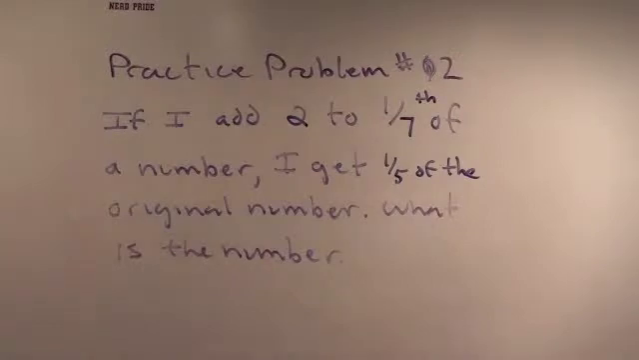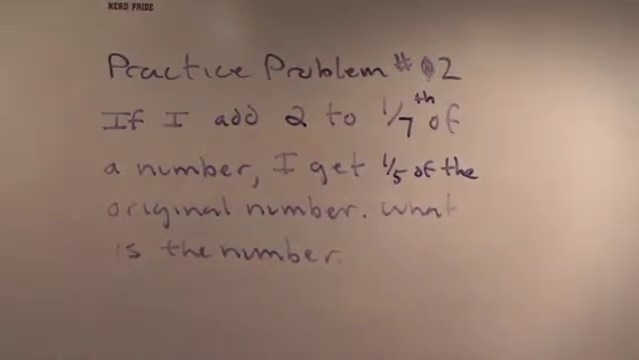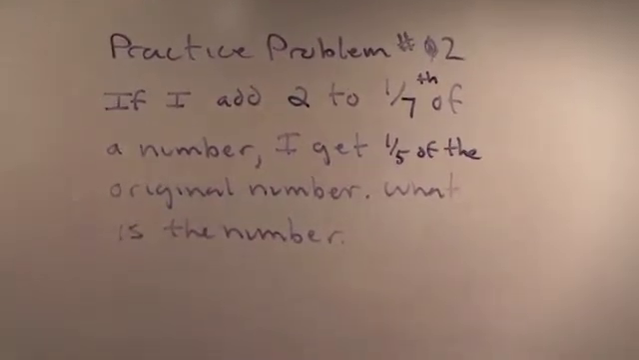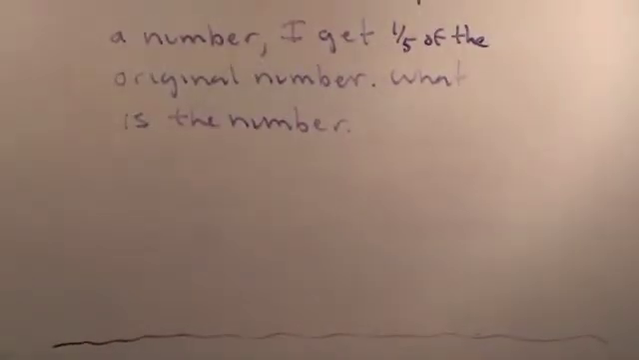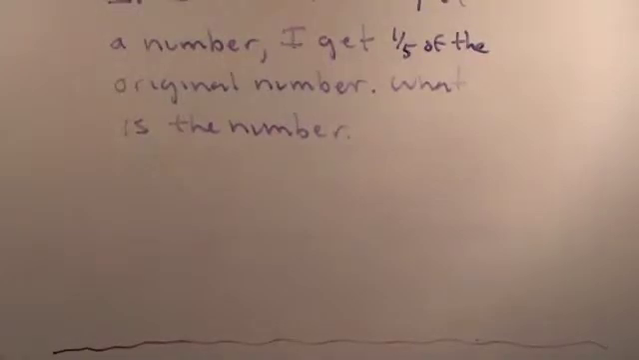If I add 2 to 1/7 of a number, I get 1/5 of the original number. Whoa. What is the number? Okay. This is going to be tricky. You got your pen? Yep. Okay. So why don't you write down what equation this is saying? If I add 2 to 1/7 of a number, I get 1/5 of the original number. What does that say? Well, I'm going to call the number x.